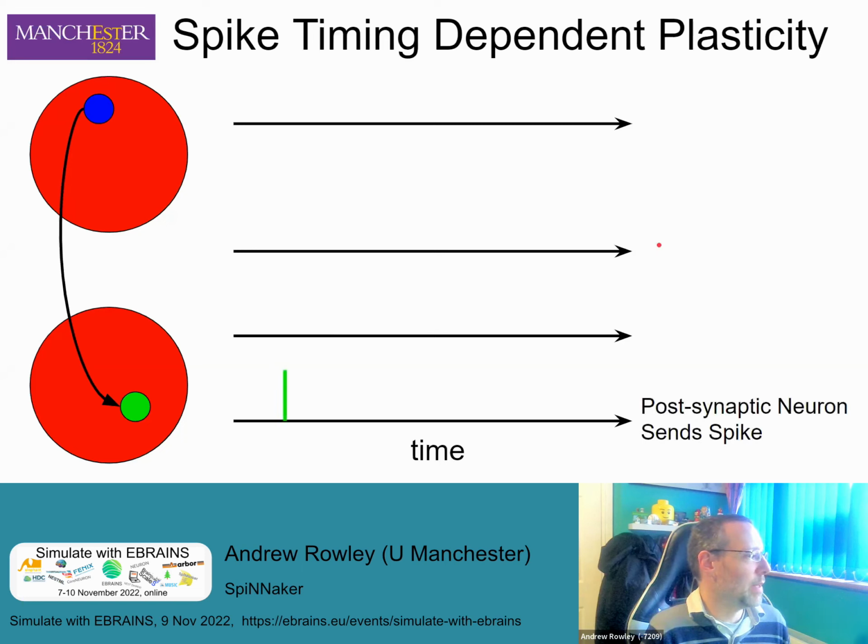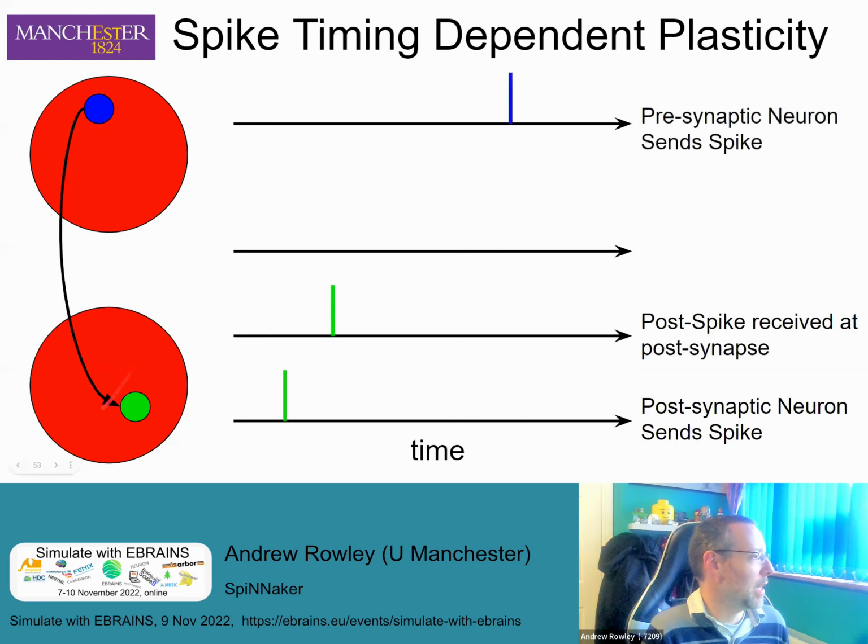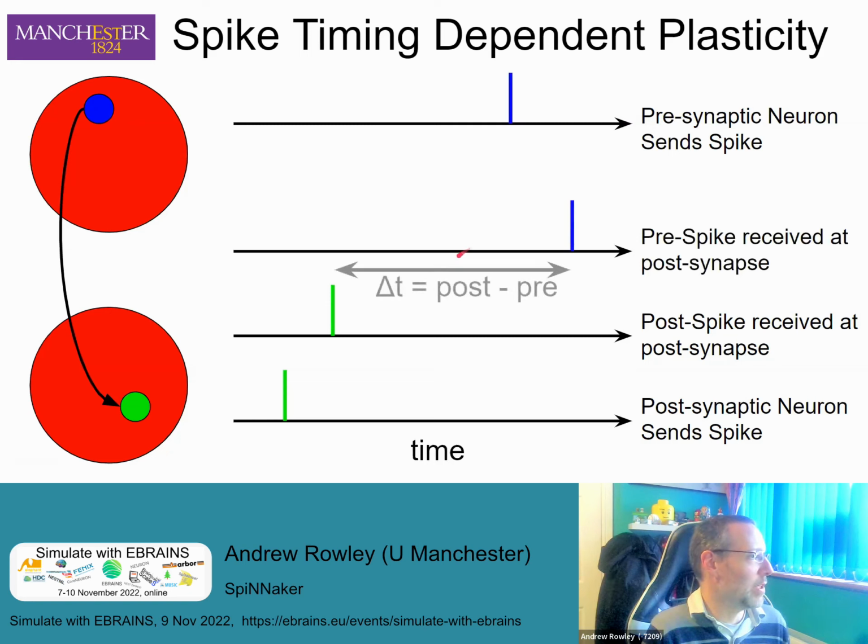We can also do the same thing backwards. The post-neuron might spike first, and then that of course goes down, and then the pre-neuron spikes as well, and that also travels to the synapse. So again, we've got a difference in time that's to do with that gap between the two sides.